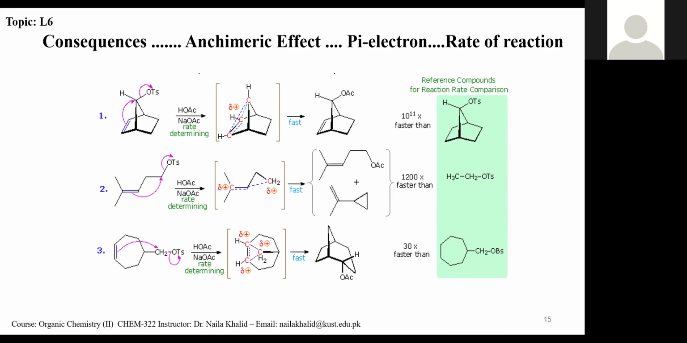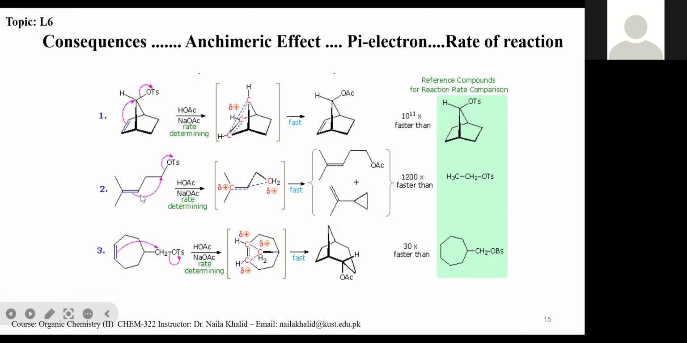Here are some other examples you can see on the screen. This is a double bond assisting as a neighboring group. So you will get this non-classical carbocation and this type of product. Instead of this, if there is no double bond, no anchimeric assistance, no neighboring group participation, then this type of substrate will show a very slow reaction. It is slower than this one. This is faster, 10 raised to the power 11 times faster.